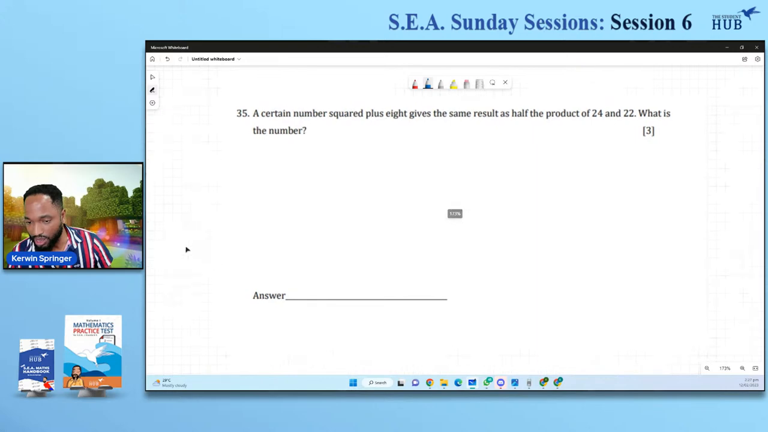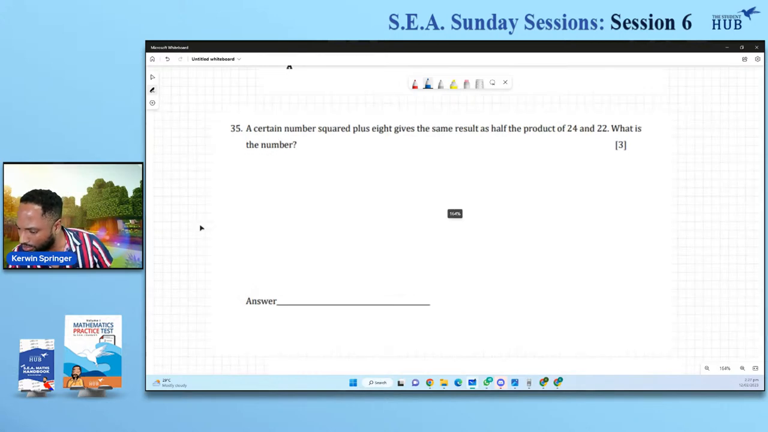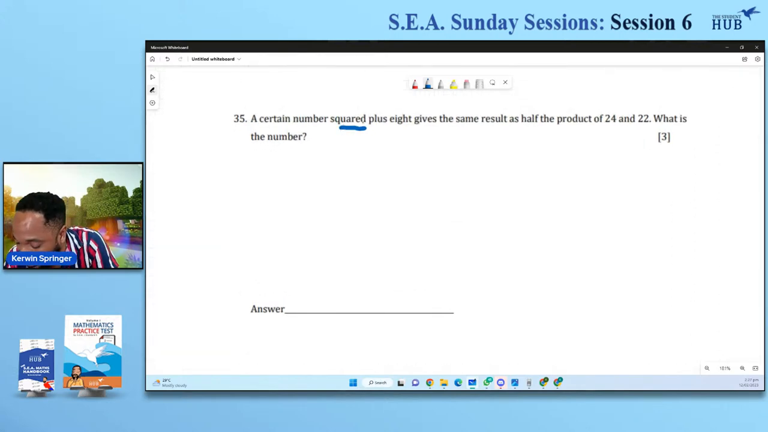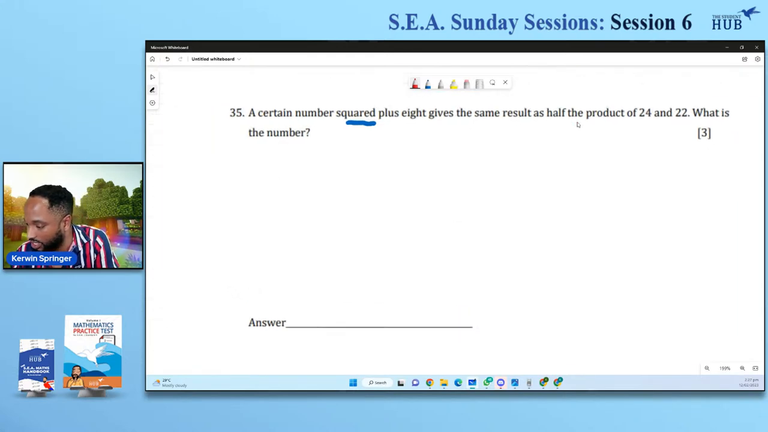35. A certain number squared, so you have to square the number, plus 8 gives the same result as half the product of 24 and 22. Wait, the same person who made up this question made up that last question, because what is this? We need to break this one down.